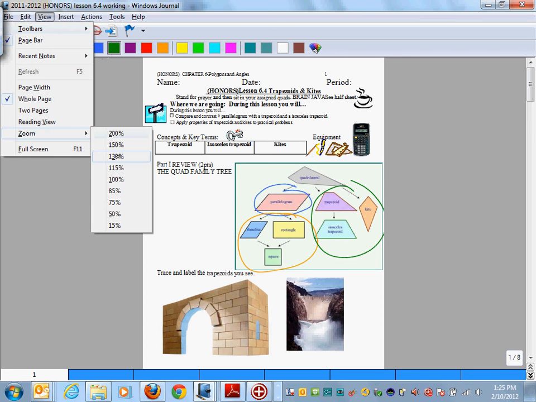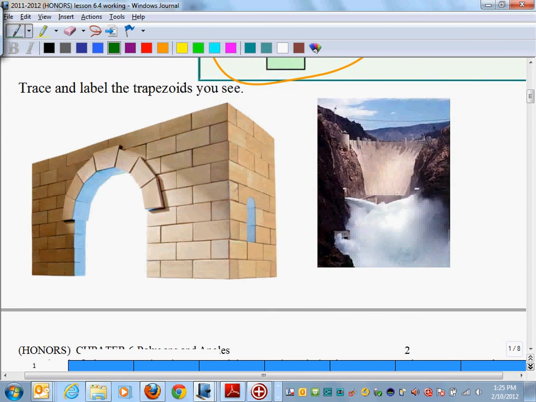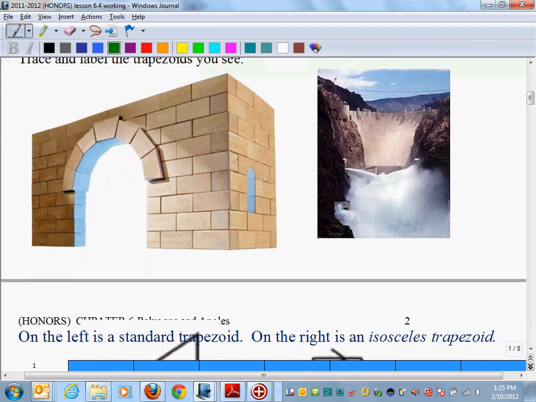Looking down here at the bottom, I'd like you to outline at least 3 not quads. I did say quads, didn't I? Trapezoids. Outline at least 3 trapezoids. Go. Down there at the bottom, in either picture, outline at least 3 trapezoids.